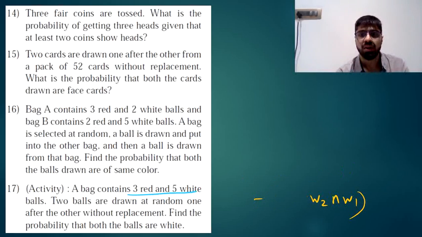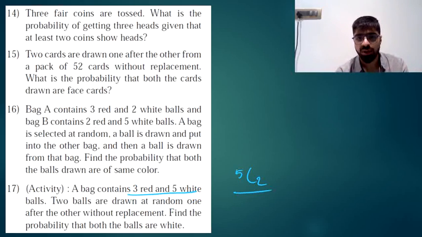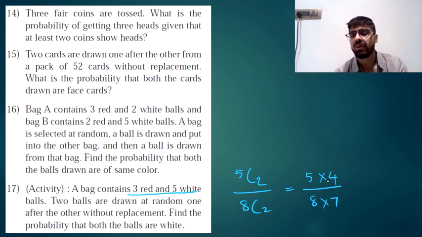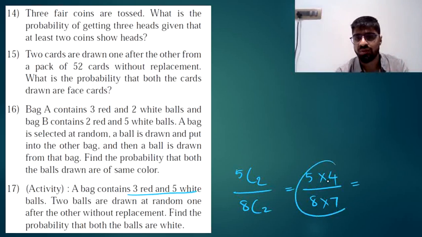5 of them. The number of ways by which we can select 2 out of the 5 white balls is 5C2, divided by selecting 2 balls out of 8, which can be done in 8C2 ways. So total number of possible selections are 8C2, out of which 5C2 are favorable to us. So this will be 5 into 4 upon 2 into 1 divided by 8 into 7 upon 2 into 1. That 2 into 1 gets cancelled in the numerator and denominator, so I have not written it here. You can cancel off these two terms and the final probability is going to be 5 upon 14.